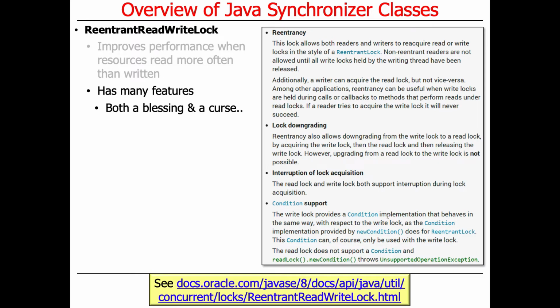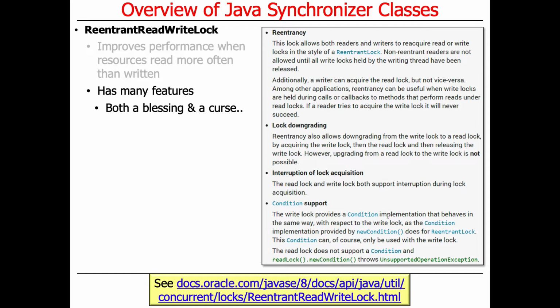Reentrant read-write-lock as a class has lots of features. So it supports reentrancy, which we already talked about before. It supports this concept called lock downgrading, which means you can go from a write lock to a read lock in a way that is relatively efficient. You can also interrupt the acquisition of the lock, so you can interrupt stuff and it'll return properly with the right exceptions. And it also provides support for condition objects, which we'll talk about later.